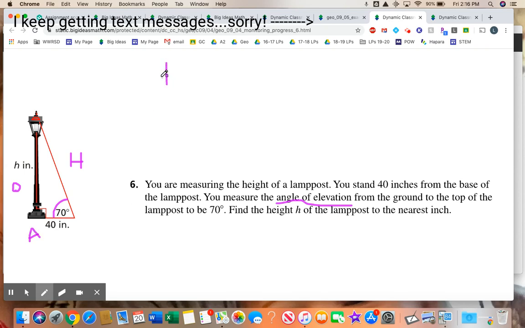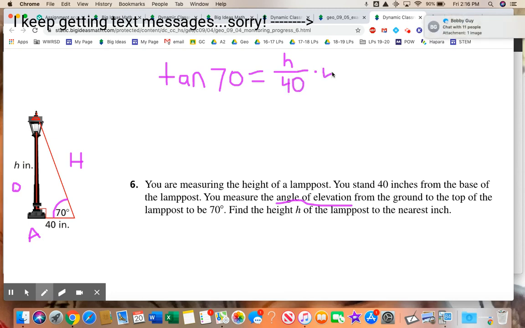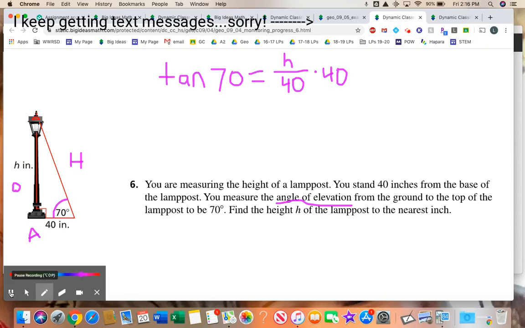So we could set up an equation using the tan function. That would be tan of the angle, which is tan of 70, equals opposite, which we don't know, so that's the h, over the adjacent, which is 40. To solve this equation, we would multiply both sides by 40. Whatever we do to one side, do to the other. And then this is just canceling out. So all we'd have to do is go to the calculator from here.